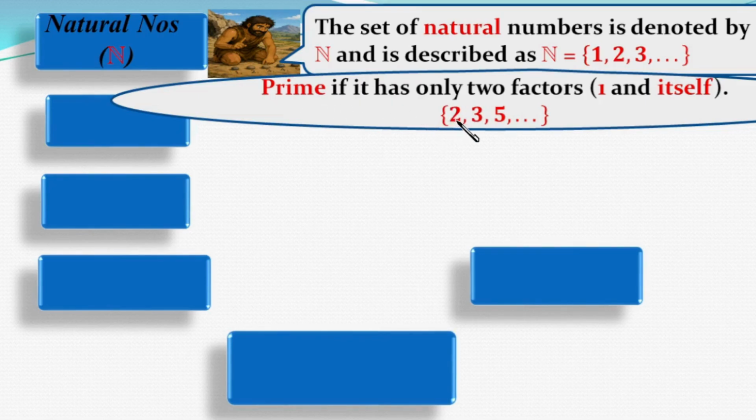because the factors of 2 are 1 and 2 itself. The factors of 3 are 1 and 3. The factors of 5 are 1 and 5. So any natural number whose factors are 1 and itself is called a prime number.